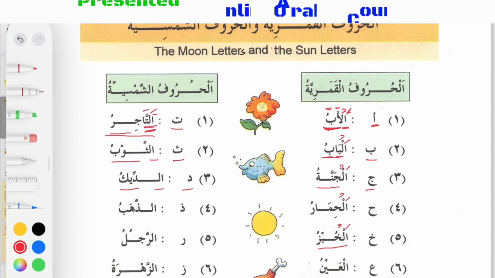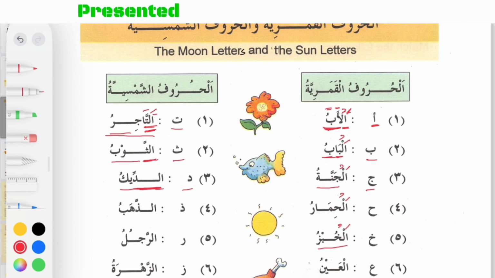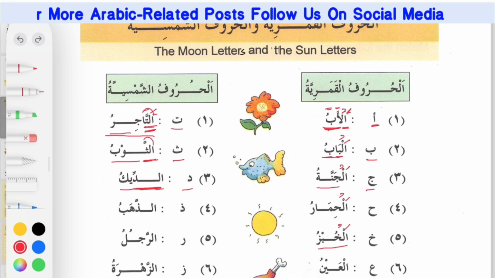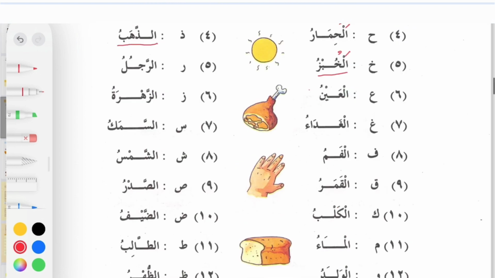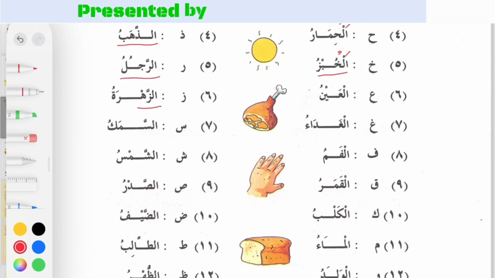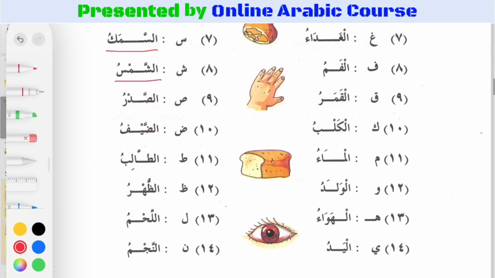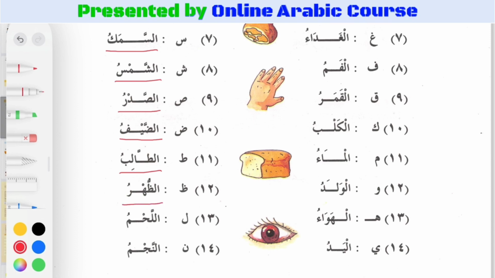The same way ath-thawbu. We will not read al-thawbu. We will only read ath-thawbu. Ad-diku. So the first one alif with ta, second one alif with tha, third one alif with dal. The same way rest of the words. Al-dhahabu, al-rajulu, al-zahratu, al-samaku. The same way. Al-shamsu, al-sadru, al-dhayfu, al-talibu, al-dhuhru, al-lahmu, al-najmu.